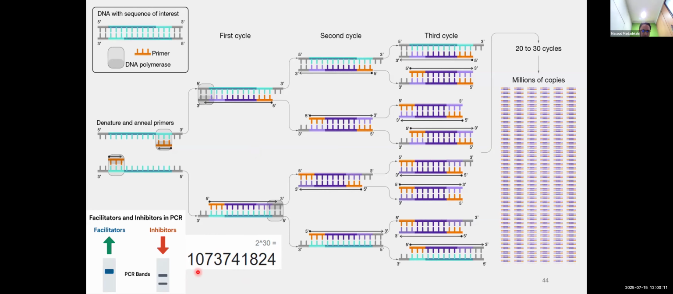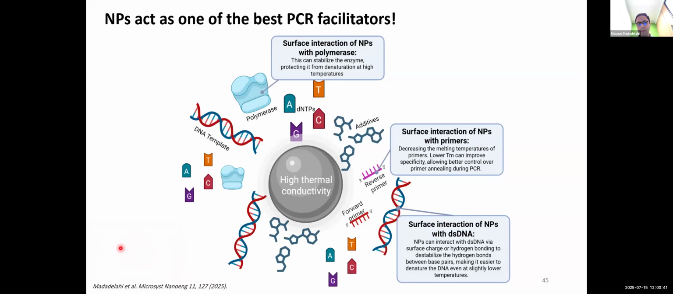Why? Because we have something that is called an inhibitor. Inhibitors are different factors that actually inhibit reaching this final amplification, right? But the good news is that on the other hand, we have some facilitators which can help us to increase this number, right? And nanoparticles act as one of the best facilitators in PCR systems. How and why?